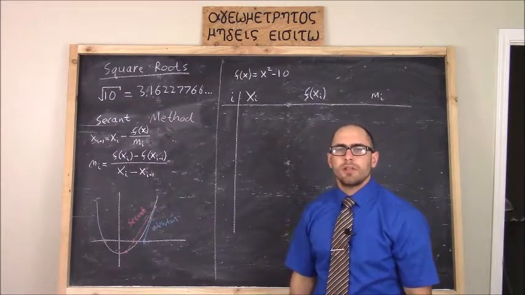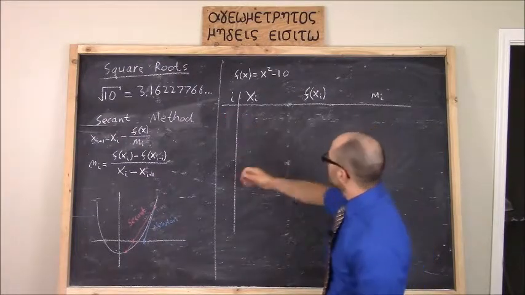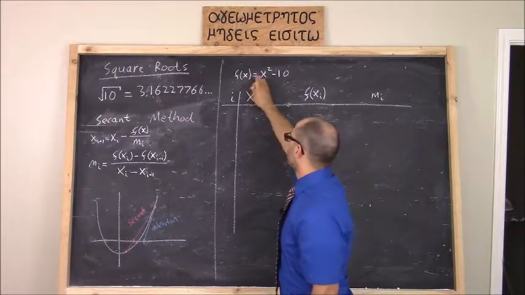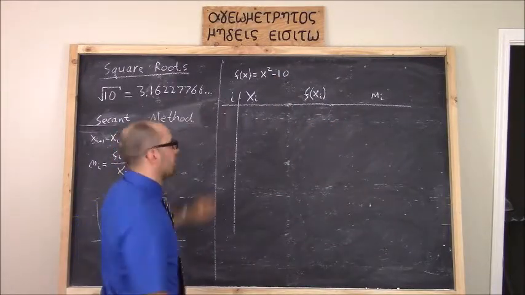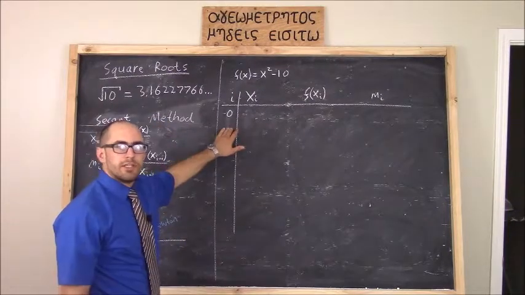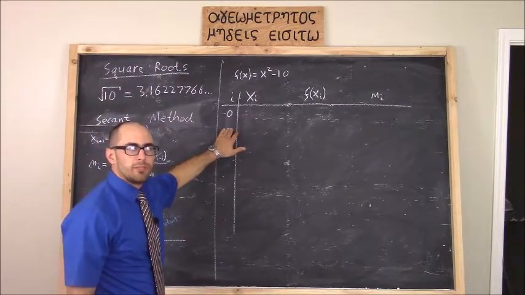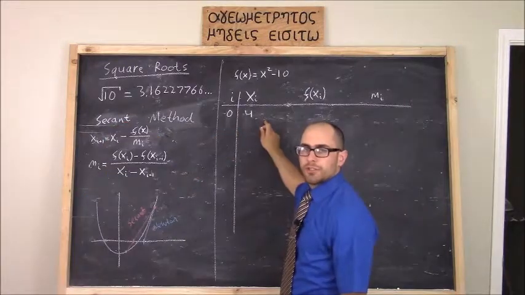So what does this look like in implementation? Let's find the square root of 10 using the same f of x is equal to x squared minus 10. i represents which iteration we are on. So x0 is our initial guess. For this initial guess, it doesn't matter too much what I put, with some caveats we won't discuss here. I'm going to choose 4.